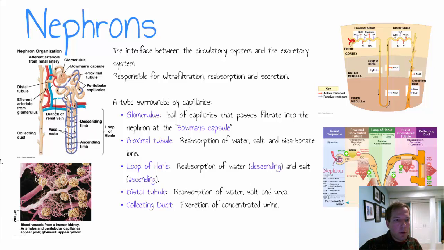The distal tubule is going to be what collects from now this increasingly more concentrated urine. The final reabsorption of water, salts, and urea will occur there, as well as secretion of any additional solutes if still present in the blood.